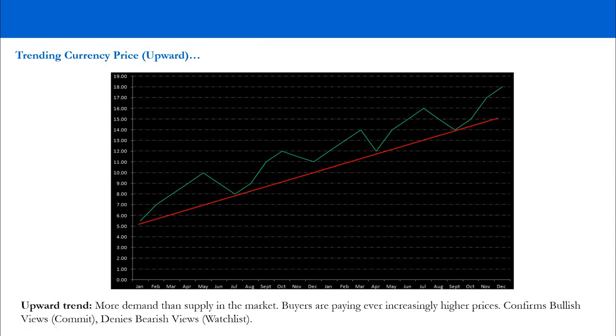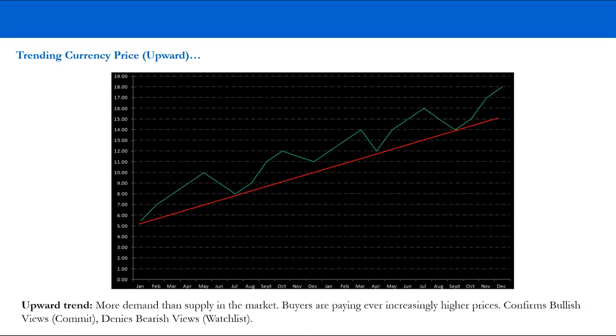So a trending currency price upward confirms bullish views and gives the green light to commit capital, but denies bearish views, and fundamental bearish predispositions can be put on the watch list until the technical situation changes in your favor.